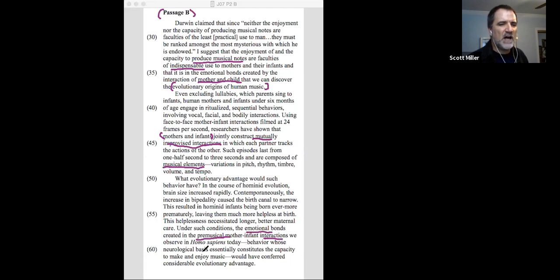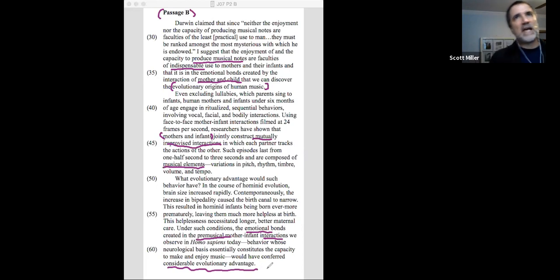And this is the same basis for the capacity we have to make and enjoy music would have conferred a considerable evolutionary advantage, right? So they're talking about how these emotional bonds in this music-like interaction give us some evolutionary advantage. That's what that last paragraph is about. Again, supporting the statement in the first paragraph.